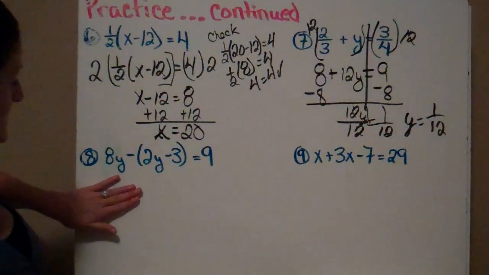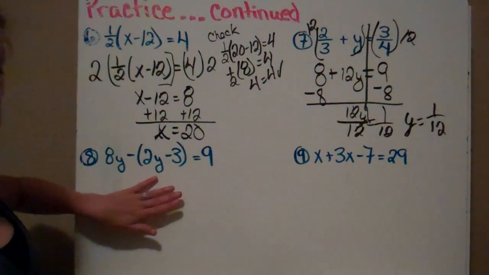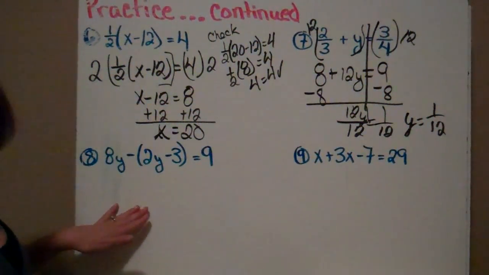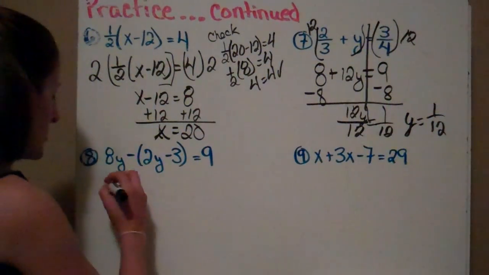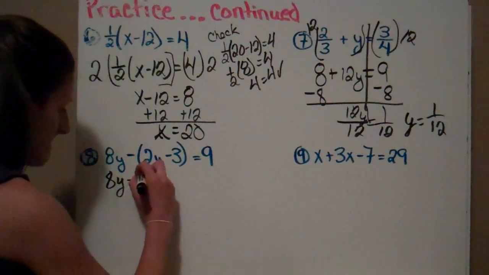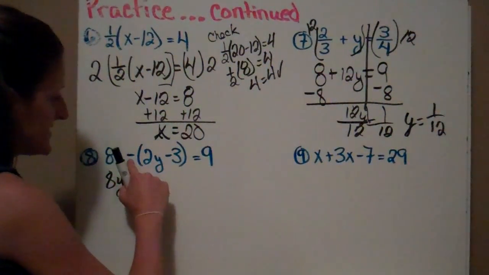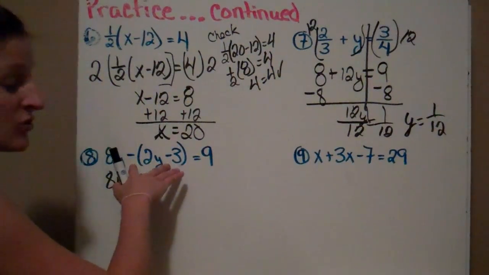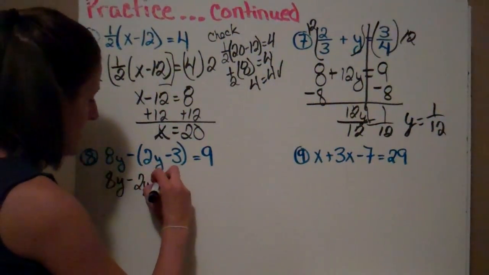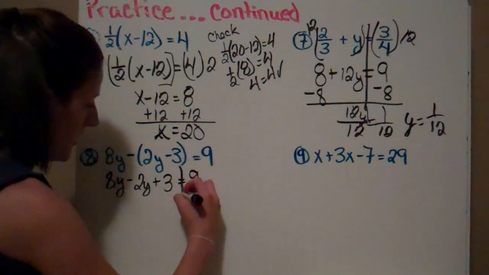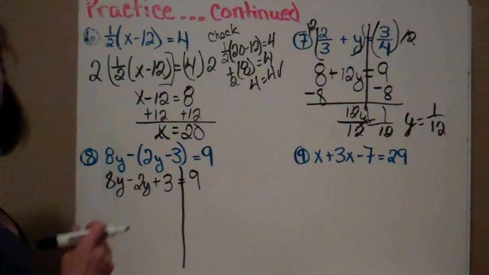Alright, this next one, 8y minus the quantity of 2y minus 3 is going to equal 9. So first we need to do the distributive property. So I'm going to do 8y, I'm going to do minus 2y, and this is -1 times the -3. Since these both are negative, it becomes a plus 3. Equals 9.